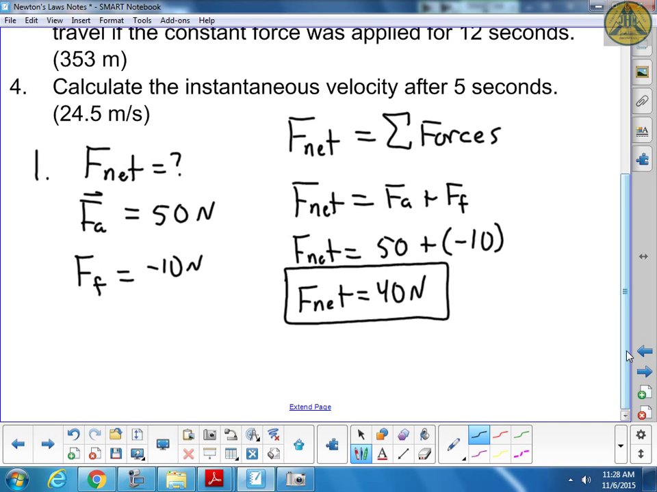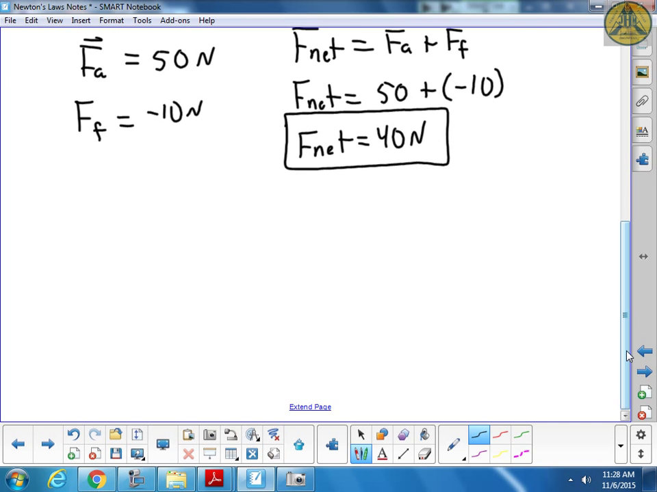So 40 equals 8 times the acceleration. So divide both sides by 8. So it's 5.